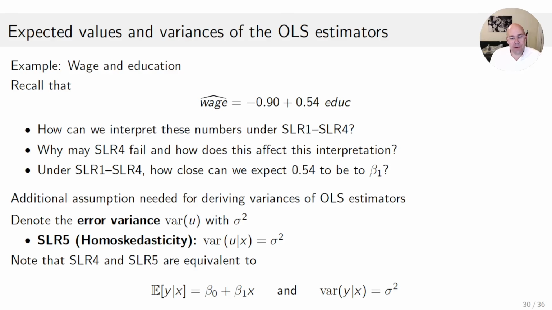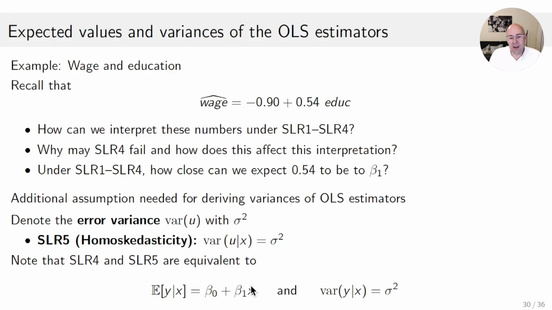Now, if you take SLR4 and SLR5 together, then it turns out that you can say that taken together, they're equivalent to saying that the expectation of y given x is beta naught plus beta 1x. We've seen that before. That's essentially the population regression function. But at the same time, I have that the variance of y given x is sigma square.